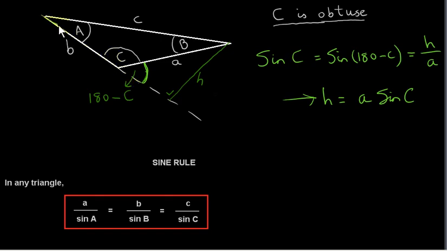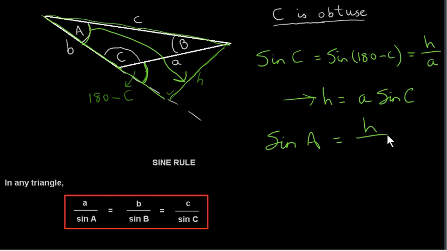But if we take a look at this larger right angle triangle, whose hypotenuse is C, the longest side is C, and consider angle A. The sine of angle A is the side opposite angle A. Well, the side opposite angle A is H in this larger right angle triangle. And the hypotenuse, the longest side, is C. From this we get H equals C sine A.